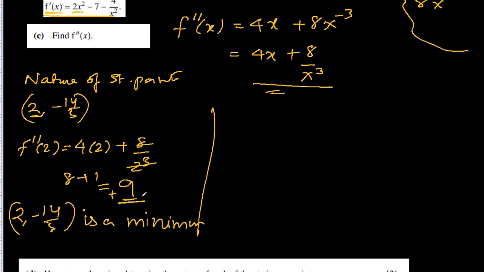Whenever the second derivative gives you a positive number, it means that the curve at that particular area is opening up. That's why we get a minimum number out of it.